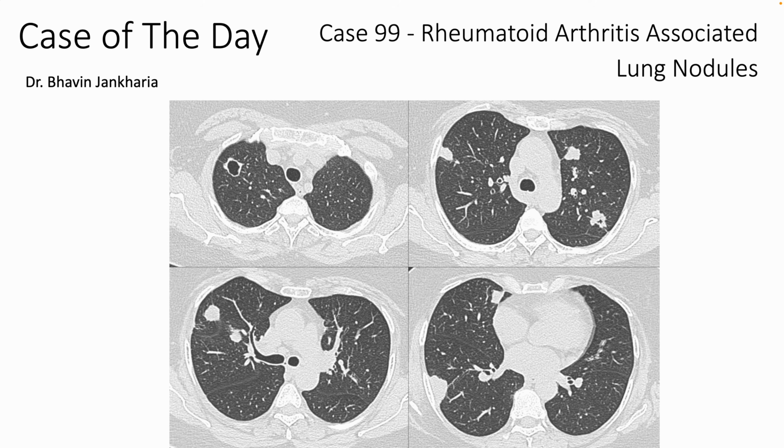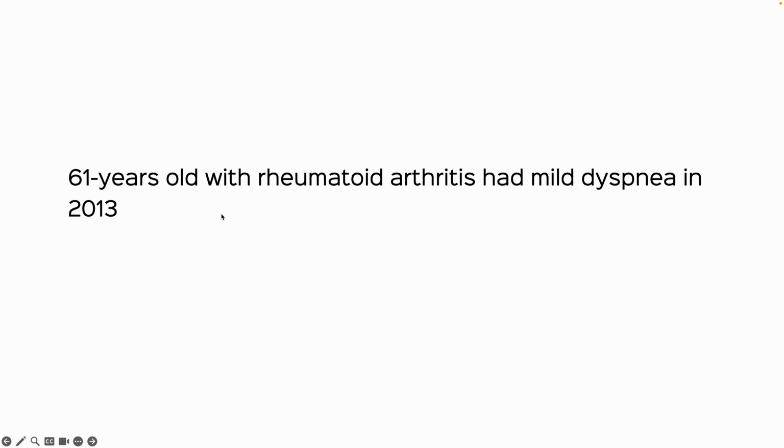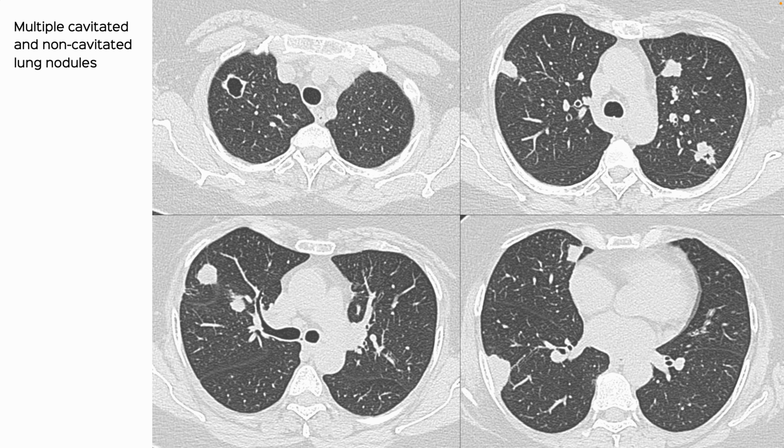We're on our 99th case, and this is titled Rheumatoid Arthritis Associated Lung Nodules. This is a 61-year-old with rheumatoid arthritis, who had mild dyspnea in 2013, so that's 12 years ago. We pulled out all of these cases from 2013 to 2017 from our archives. We used to make DVDs and then keep them in a storage facility, and some of them are still present.